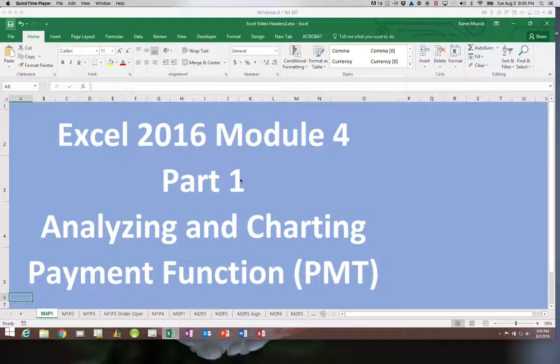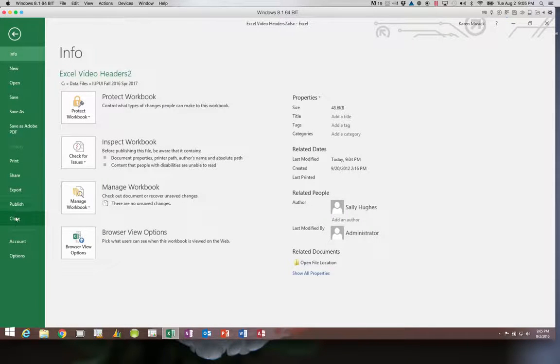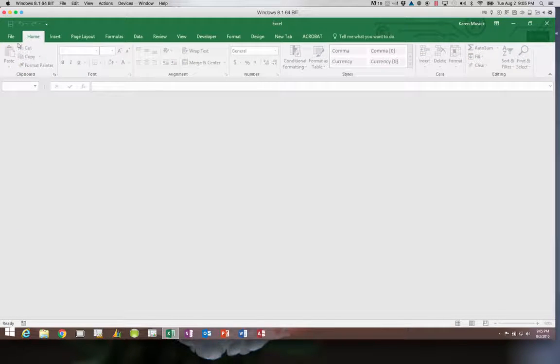Now, as we'll see later in the semester, this function can also be used for investment purposes. But in this case, we are calculating a loan repayment. So let's go ahead and open the file that we will be using for this tutorial or this module.